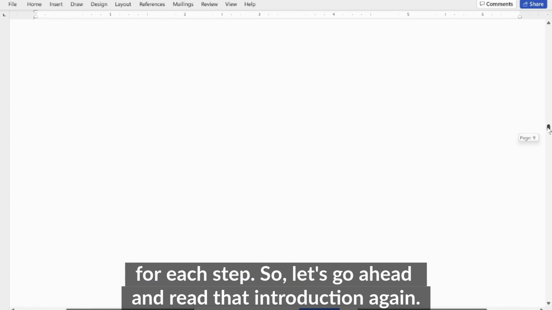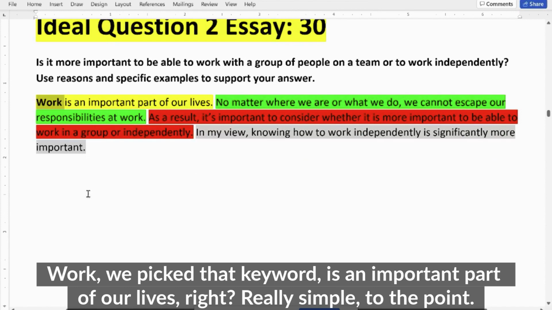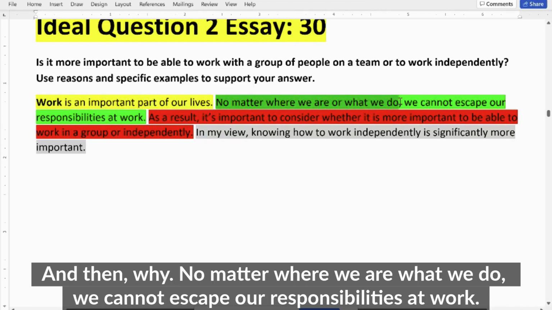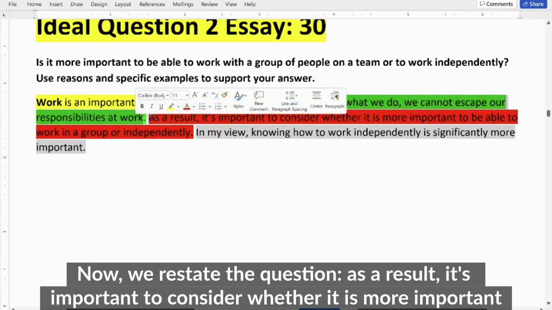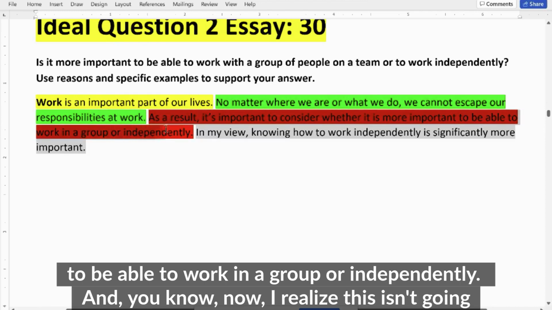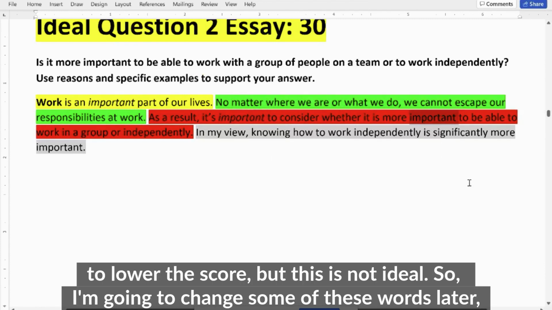So let's go ahead and read that introduction again. Work, we picked that key word, is an important part of our lives, right? Really simple, to the point. And then why? No matter where we are or what we do, we cannot escape our responsibilities at work. Now we restate the question. As a result, it's important to consider whether it is more important to be able to work in a group or independently. And now I realize this isn't going to lower the score, but this is not ideal.